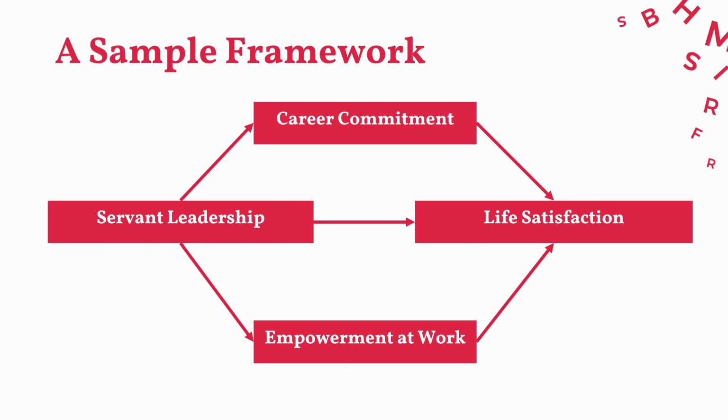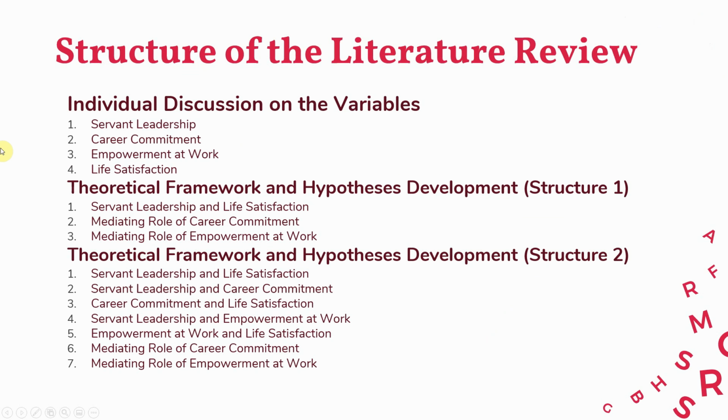before we go into that detail, we need to first discuss these variables individually, separately, I mean. Now, what we do normally in our literature review is we give separate headings. Number 1, servant leadership. Number 2, career commitment. Number 3, empowerment at work. And number 4, life satisfaction. Now, what do you include when you are doing individual discussion on these variables? We'll be looking at this in this particular session.